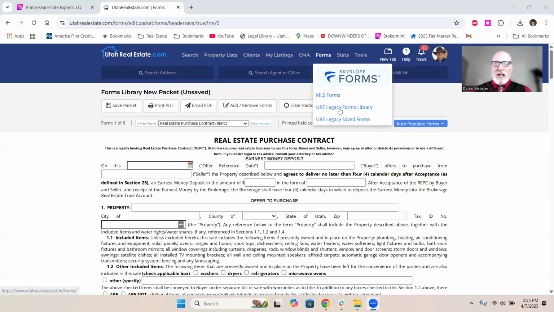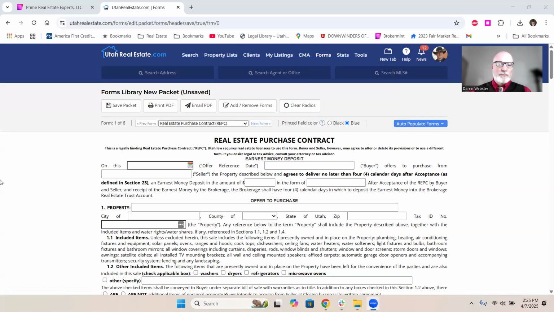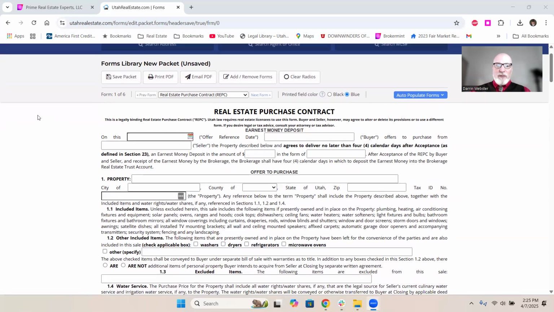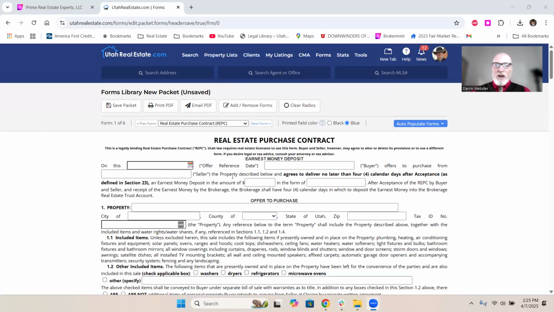URE, legacy forms library, and then you can pull up the forms. Okay, the purchase contract. We know that the header includes the offer reference date. This is the date that has to be included not only on the offer, but any subsequent addenda at this time and all the way through the terms of the contract.